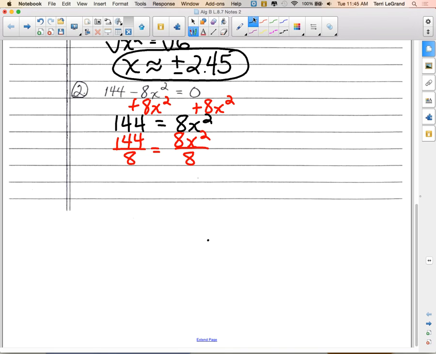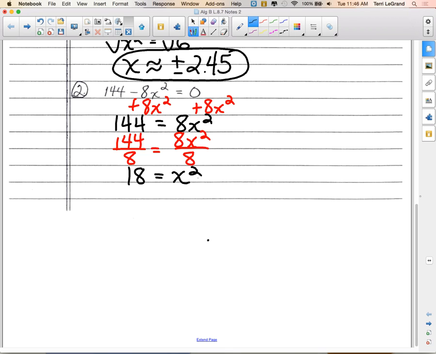How many 8s can you take out of 144? 18, exactly 18. So now we have 18 equal to x squared. Is 18 a perfect square?